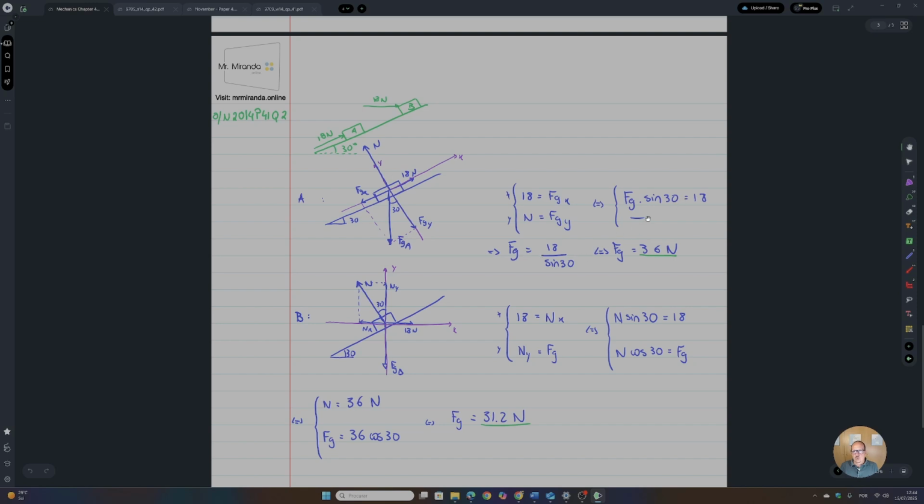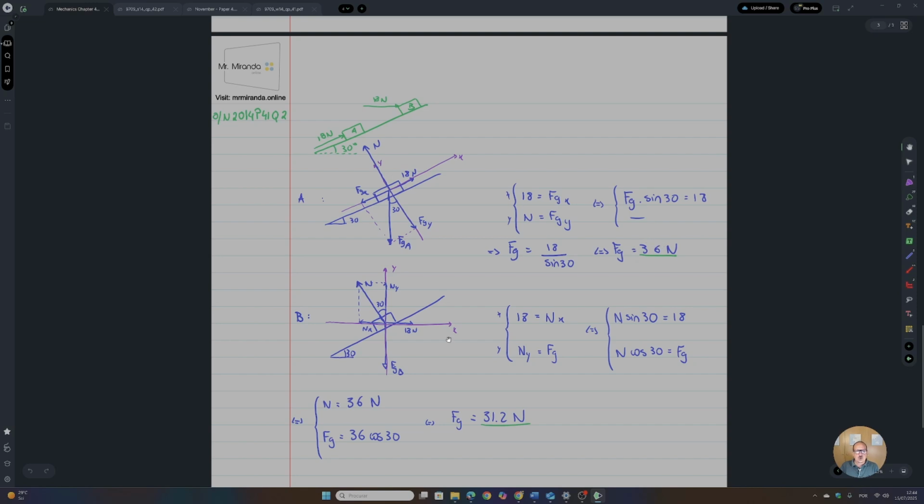You don't know the weight, but yes, you can calculate the weight. That's the only thing that you wanted. It's simpler than that. The weight is then 36 Newtons. 18 divided by sine of 30, that's 36 Newtons.